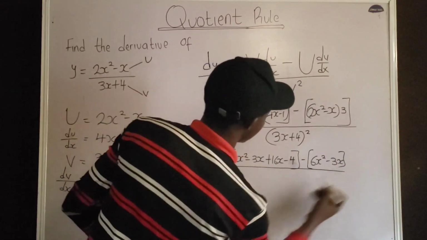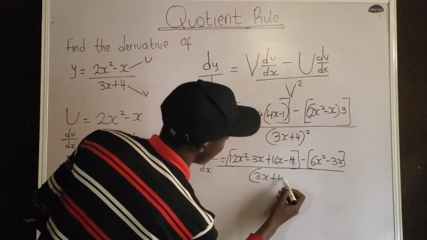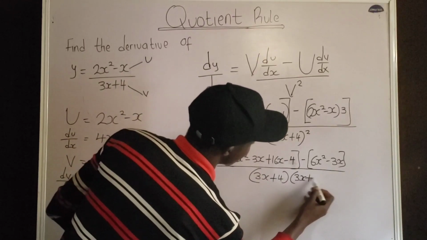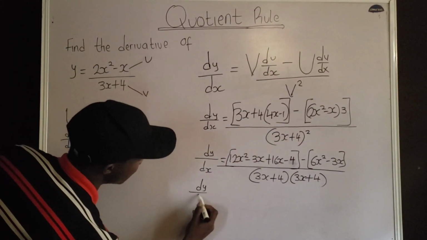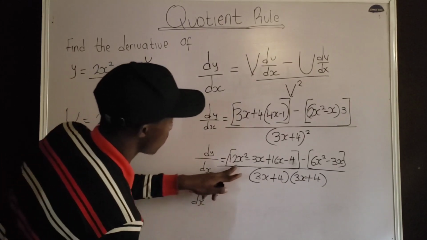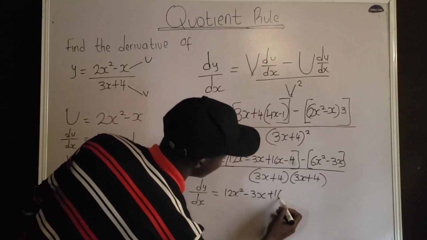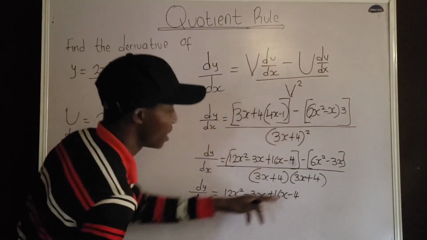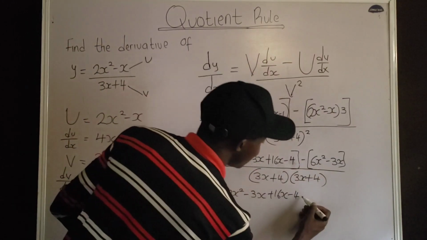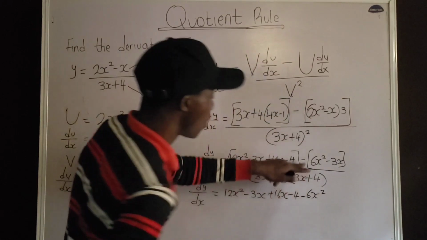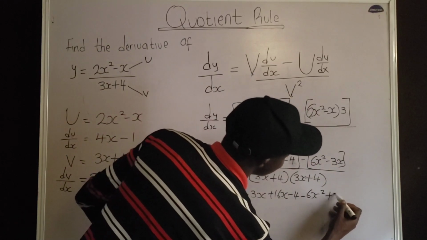All over. Now let us open this bracket. Let us expand this. We are going to have 3x plus 4 and 3x plus 4. Let us proceed with the solving. So this will give dy over dx is equal to 12x squared minus 3x plus 16x minus 4. Let's open this bracket with minus. Minus multiplied by plus 6x squared, that is minus 6x squared. Minus multiplied by minus 3x is positive, plus 3x.